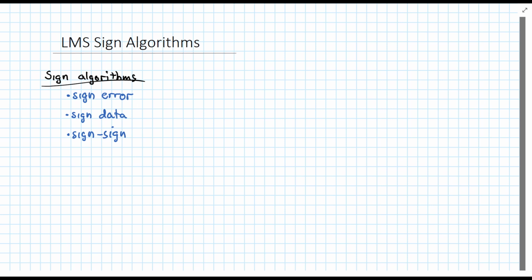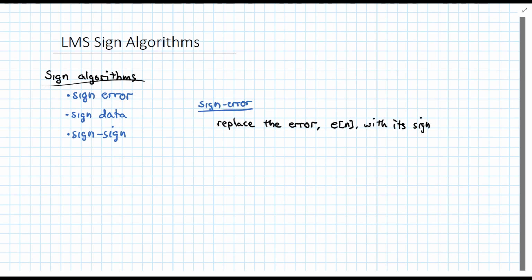First, with the sign error, we're just going to replace the error with its sign. So that's going to look like this. Note that right now this is a real filter. If you have a complex filter, then you'll perform the sign operation on each of the real part and the imaginary part. And if mu is a power of 2, then this becomes a simple shift and add or subtract, which makes it very computationally efficient.